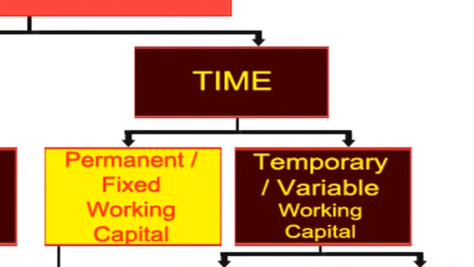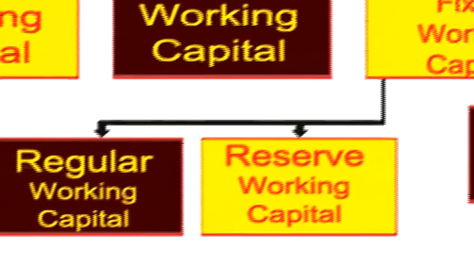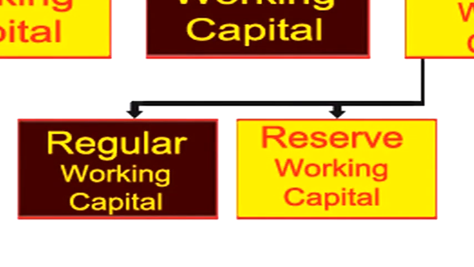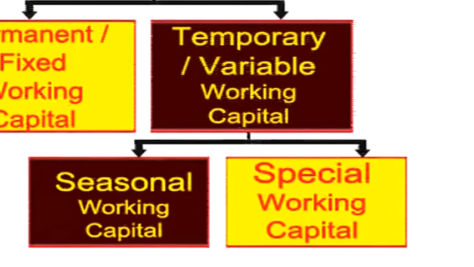It can be permanent working capital, also known as fixed working capital. Another is temporary working capital, also known as variable working capital. Now, permanent working capital has two subcategories. First is regular working capital and another is reserved working capital. Similarly, temporary or variable working capital also has two parts. First is seasonal working capital and another is special working capital. So, let's learn these concepts one by one.